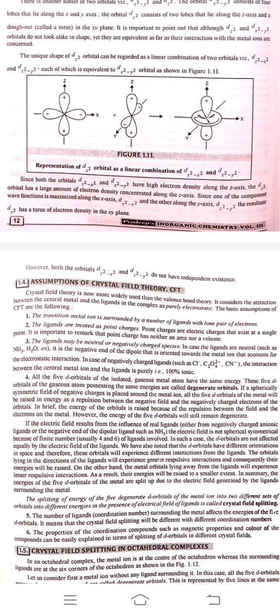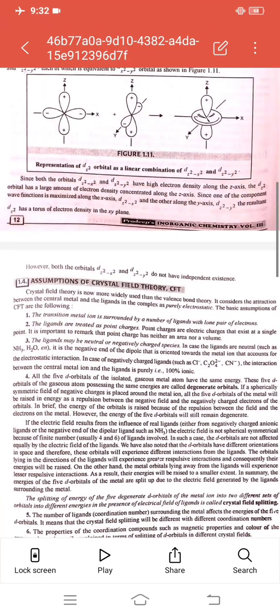Since one of the component wave functions is maximized along the x-axis, the dz square minus x square, and the other along the y-axis, the dz square minus y square, the resultant dz square has a torus of electron density in the xy plane. However, both orbitals dz square minus x square and dz square minus y square do not have independent existence.